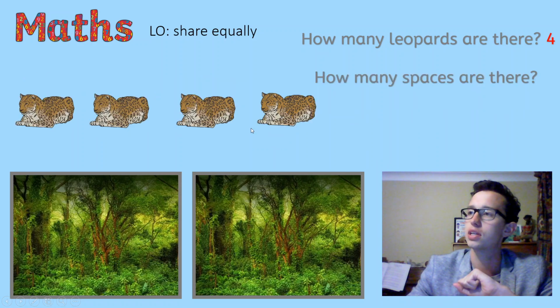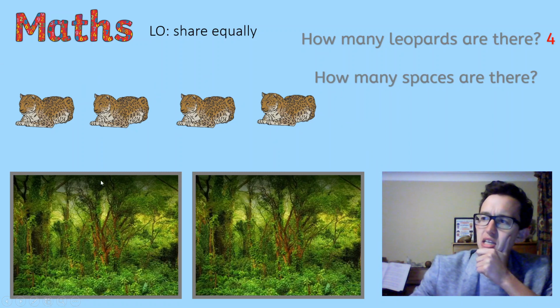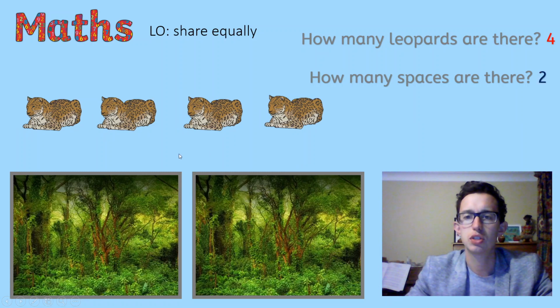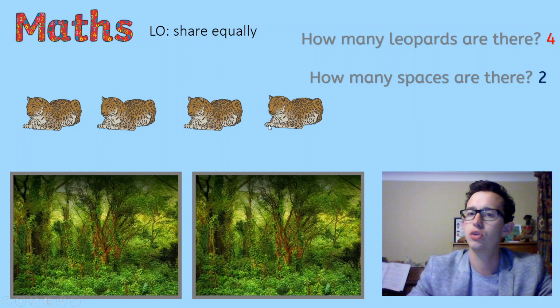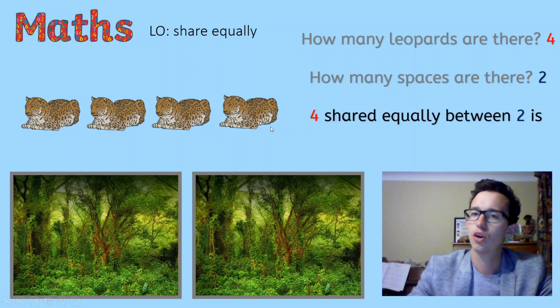How many spaces are there for these leopards? There are 1, 2 spaces for these leopards. Then we say our sentence, 4 shared equally between 2. So we have the 4 leopards, and we're sharing them equally between the 2 spaces.